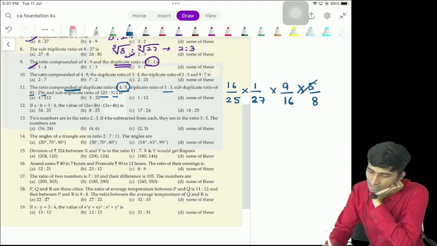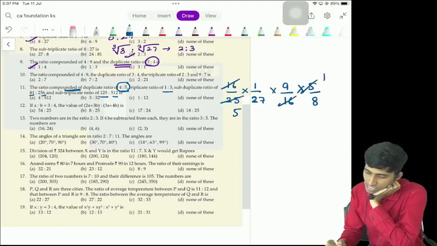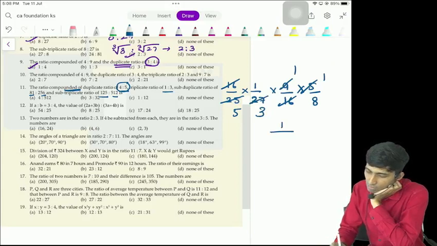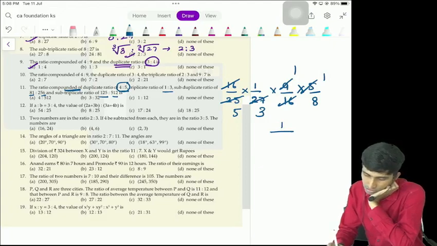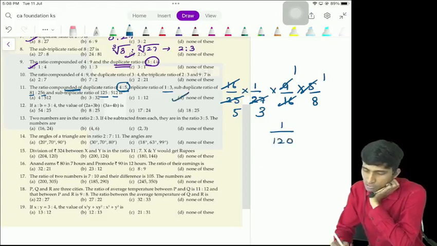Is it correct? 5 ones are 5, 5 fives are 16 ones are 16. 9 ones are 9, 3 threes are done, na? So in the numerator only 1 is left. 1 upon 5 threes are 15. 15 eights are, where is the option? None of this is the option. Check the answer.